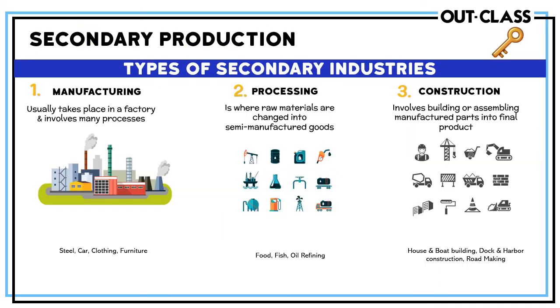Moving on, secondary production includes manufacturing, that is, it takes place in a factory and involves many processes. This would include steel making, or cars, or clothing, or furniture. Also processing, where raw materials are changed into semi-manufactured goods, that is goods that still require some sort of refining, like oil refining, and then they can be consumed. Then we have construction, which involves building or assembling manufactured parts into a final product, like making a house, boat building or road making.